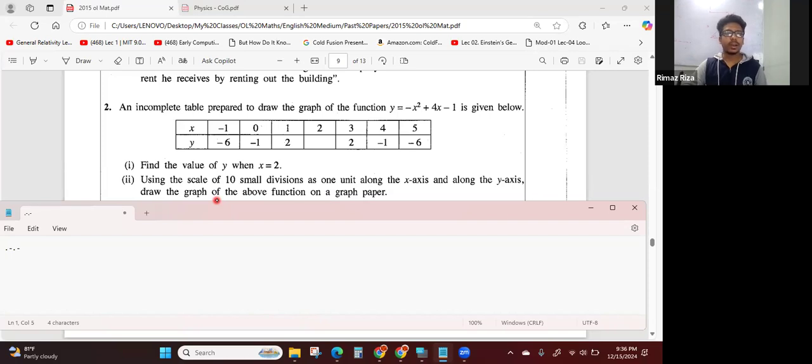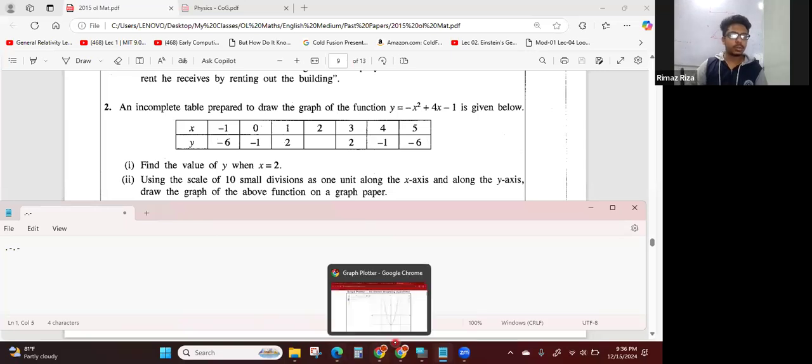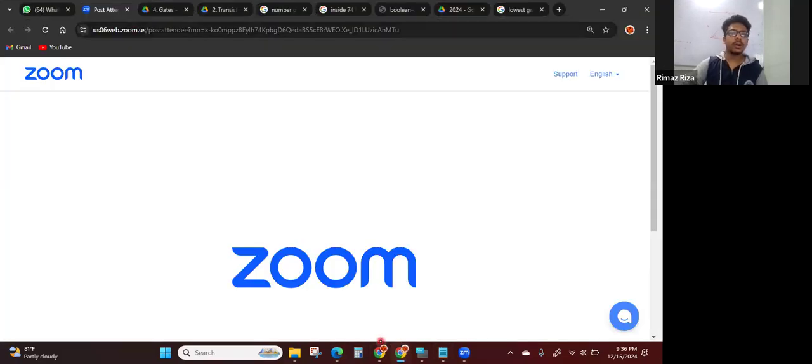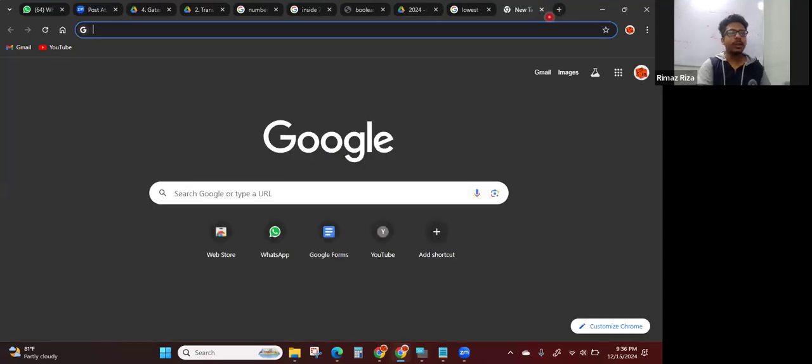So you have to draw the graph. When you are drawing the graph, here it says 10 small divisions as 1 unit along the x-axis and along the y-axis. Draw the graph of the above function on a graph paper. Okay, first thing, let me take a graph paper here. I'll show you how to mark these values, axes and all. Because for marking the axes also you have marks. Okay, if you didn't put x and y, they will deduct marks.